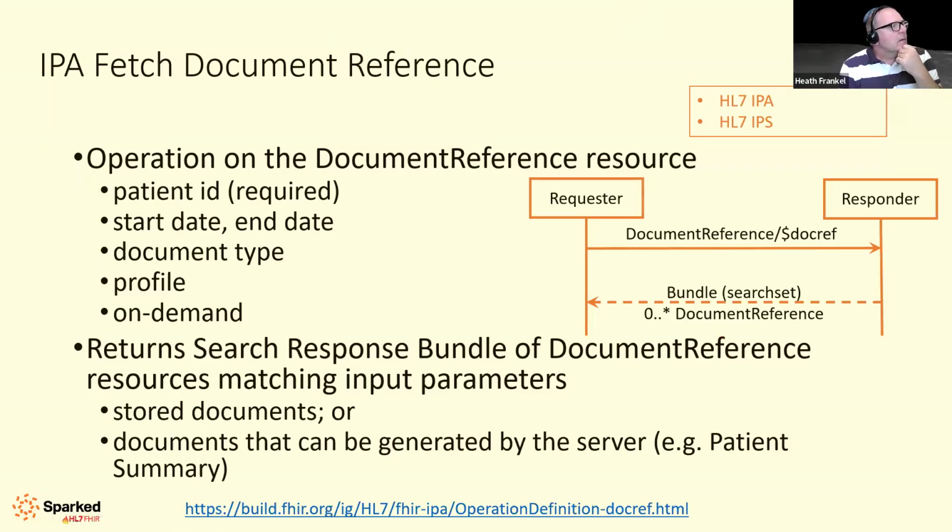It returns a search response bundle with a list of documents. So basically you can return many documents that satisfy that particular set of requirements. But if you don't specify anything other than a patient ID, it will revert to returning a patient summary document. Now that patient summary document may be something that is stored and already existing, or it could be auto-generated. It may be a CDA document, it may be a PDF, it may be a FHIR bundle. Hence the need for profiling. Next slide.